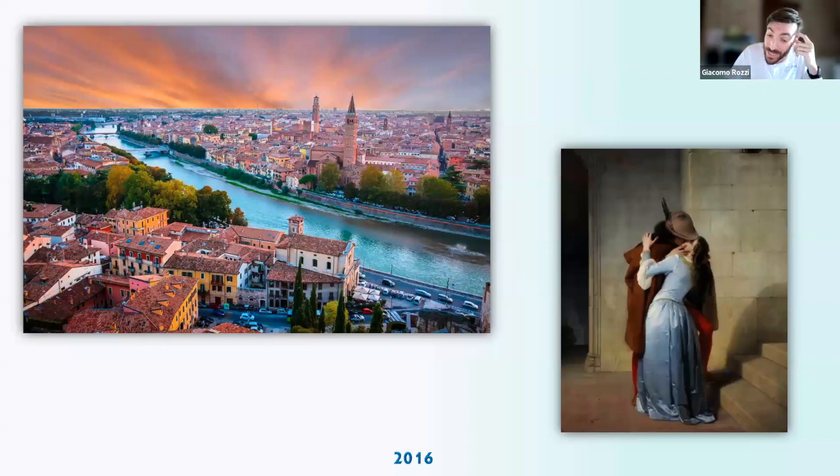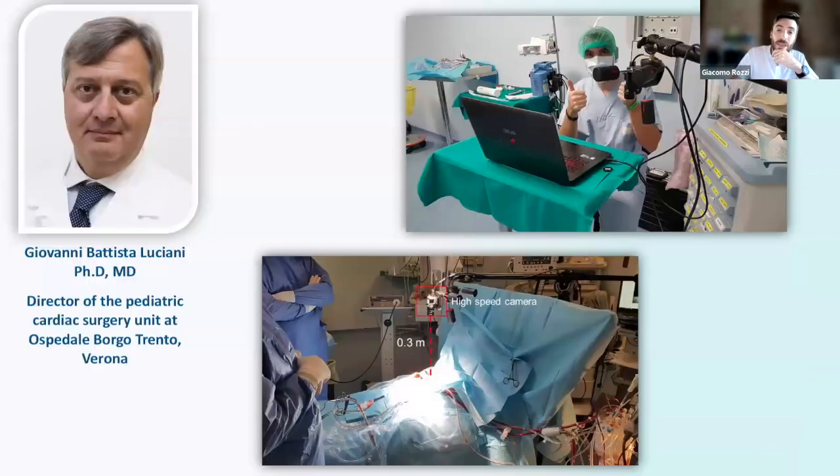Fast forward 30 years, 2016, I started my PhD in the beautiful city of Verona, the classical city for Romeo and Juliet. During my PhD, my mentor was Professor Luciani, who is the director of the hospital of cardiac surgery. But at the time, he was the director of the pediatric cardiac surgery. So all my PhD was mainly to analyze the heart of children patients affected with congenital heart diseases.